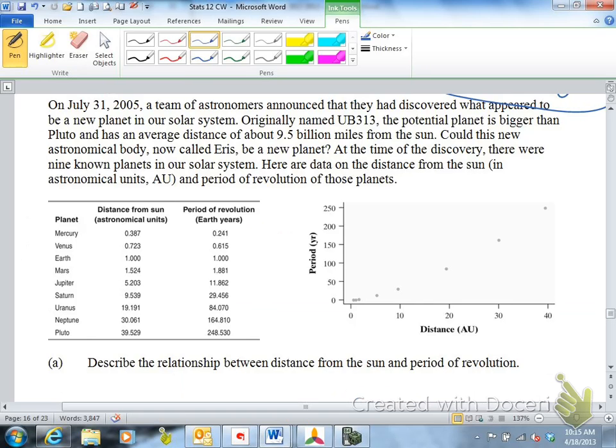On the next example, on July 31st, 2005, a team of astronomers announced that they had discovered what appeared to be a new planet in our solar system. Originally named UB313, the potential planet is bigger than Pluto and has an average distance of about 9.5 billion miles from the sun. Could this new astronomical body, called Eris, be a new planet? At the time of the discovery, there were 9 known planets in our solar system. Here are the data on the distance from the sun in astronomical units, AU, and period of revolution for those planets. So a period of revolution is how long it takes to orbit the sun.